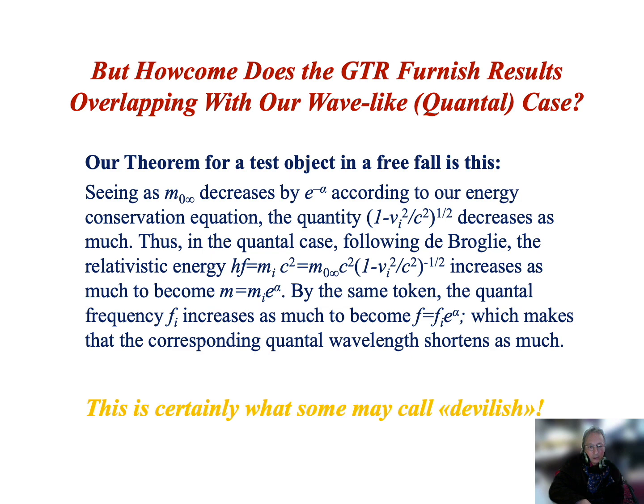Okay, now thus, in the quantal case, and following de Broglie, the relativistic energy, hf = mc², which is equal to m₀c²γ, should increase as much to become m = mᵢ, which is the initial value of the object if it were cruising in empty space, by the coefficient exp(α). By the same token, the quantal frequency increases as much to become fᵢ, which is the initial frequency, de Broglie's frequency of the object sailing in empty space, for which we had written h fᵢ = mᵢc², which makes that the corresponding quantal wavelength shortens as much.